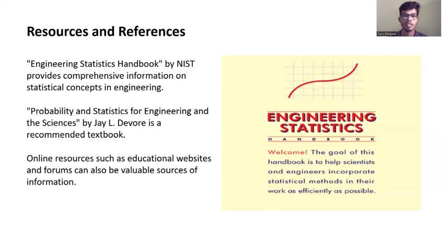These are all the different types of tools and software used to perform the normal distribution. Some of the resources and references for normal distributions are the Engineering Statistics Handbook by NIST, which provides comprehensive information on statistical concepts in engineering, including the normal distribution. Next, Probability and Statistics for Engineering and the Sciences by Jay L. Devore is the recommended textbook for engineering statistics, which covers the normal distribution and the bell curve. Online resources such as educational websites and forums can be valuable sources of information.